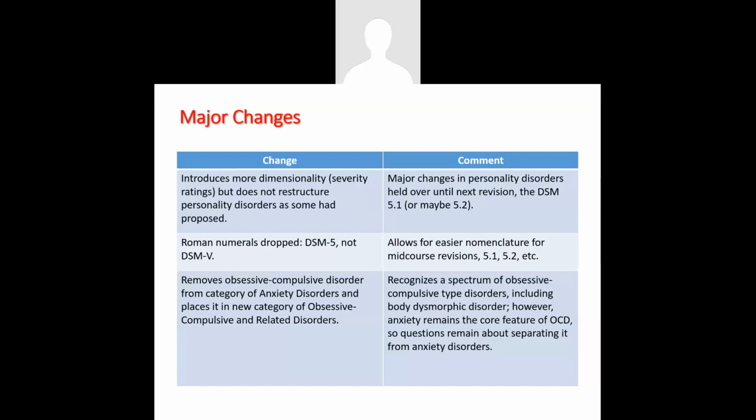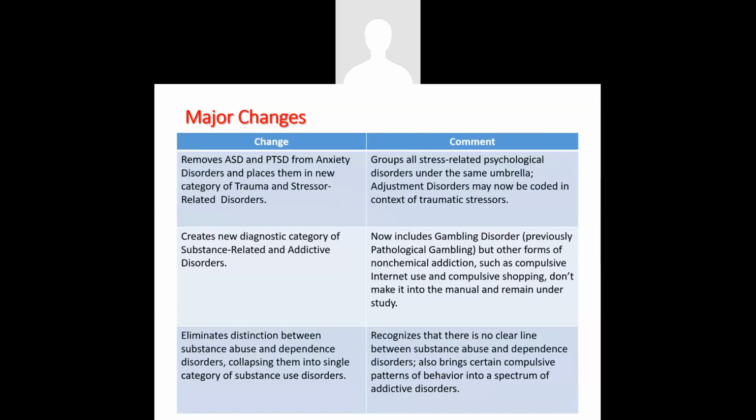Another change was a new category of obsessive compulsive and related disorders that pulled obsessive compulsive disorder out of anxiety disorder and placed it within its own new category. We also have a new category in the DSM-5 of trauma and stressor related disorders. And this, I think, was a great addition. For example, PTSD is not really anxiety, it is related to trauma.